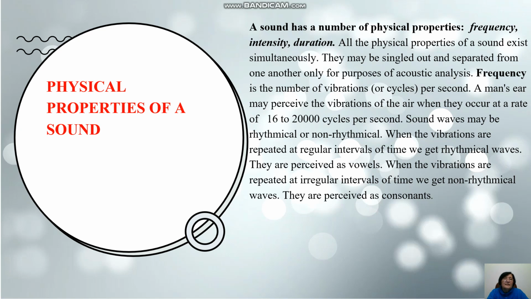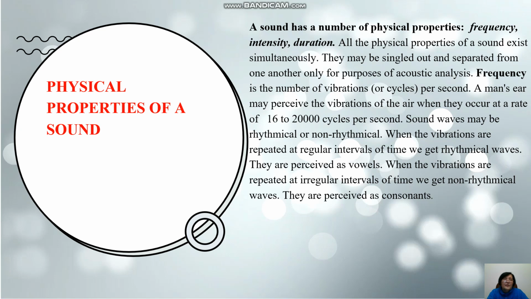Frequency is the number of vibrations or cycles per second. A man's ear may perceive the vibrations of the air when they occur at a rate of 16 to 20,000 cycles per second. Sound waves may be rhythmical or non-rhythmical.